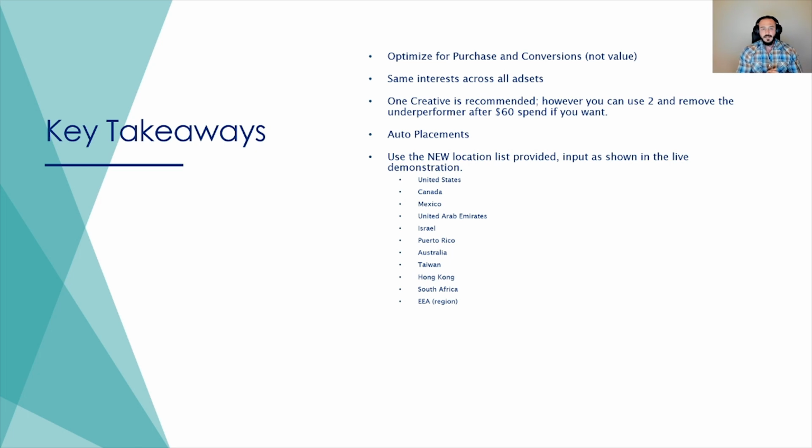So same interests across all of the ad sets. All right, so every ad set is a copy of every other ad set. One product has 3 campaigns. Each campaign is a carbon copy. So you're going to start off by just building out one campaign with one ad set, and then you're going to duplicate that ad set 2 times. And then you're going to take the campaign and duplicate it 2 times.